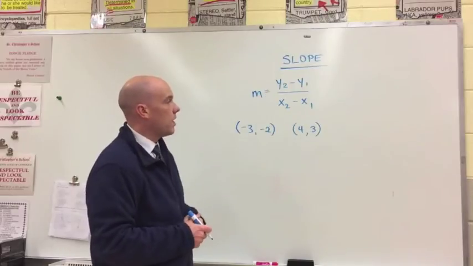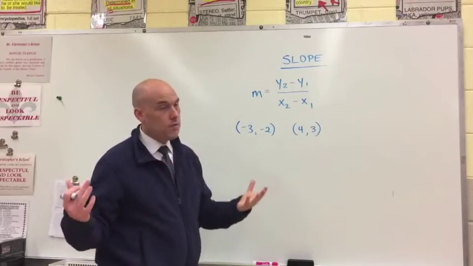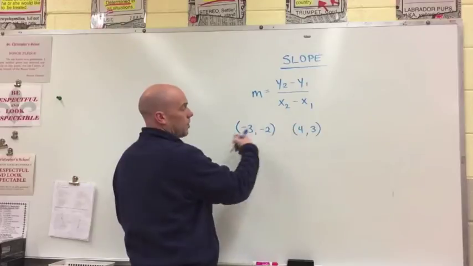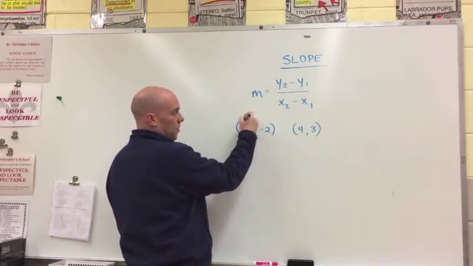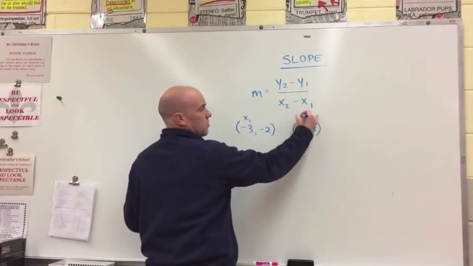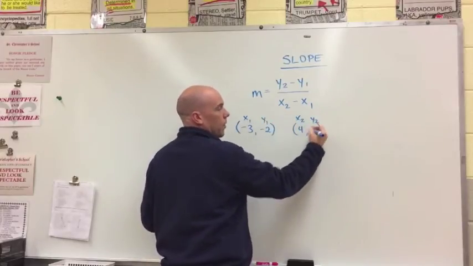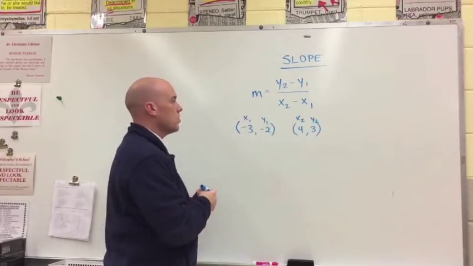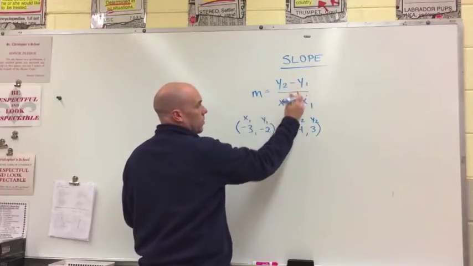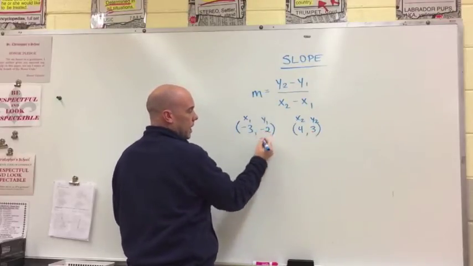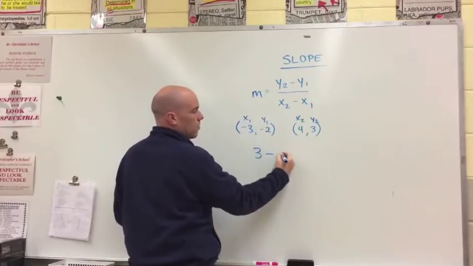For now. But this equation makes it a lot easier to just do, and again, especially if your numbers are large. So I'm going to assign these their x sub 1s, x sub 2, y sub 1, and y sub 2. That way I don't get confused about which one's which. Y sub 2 minus y sub 1. 3 minus negative 2.